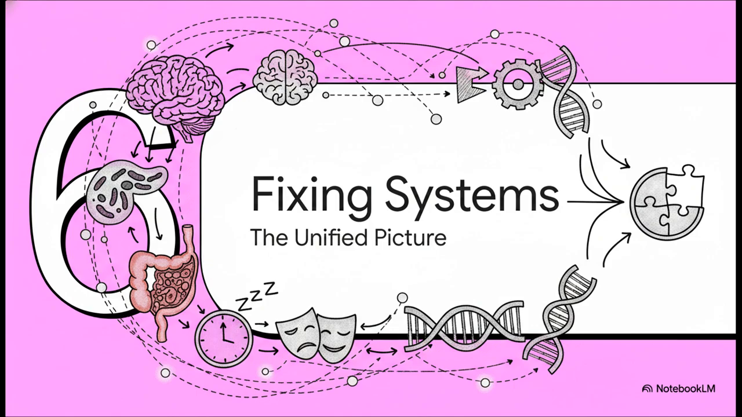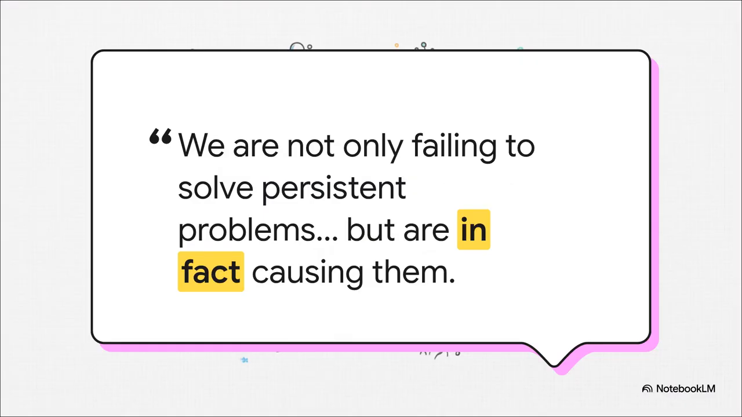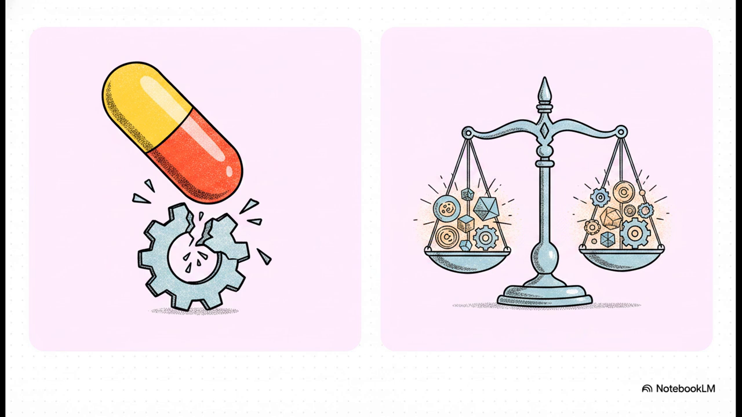Finally, Section 6, fixing systems, not people. Let's look at the unified picture. Systems scientist John Sterman really hit the nail on the head when he said, thoughtful leaders increasingly recognize that we are not only failing to solve the persistent problems we face, but are in fact causing them. By treating downstream symptoms and totally ignoring the root environmental and medical mismatches, our well-intentioned systems are exactly what's causing the harm. So how does this build a better approach for the future?